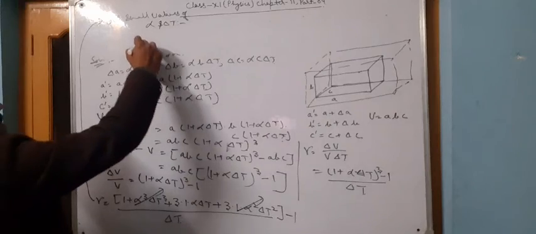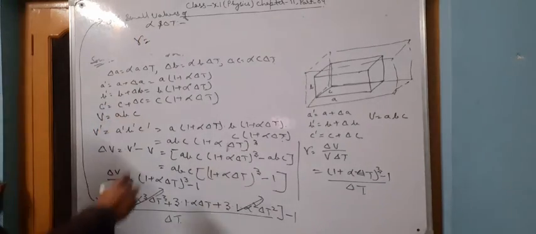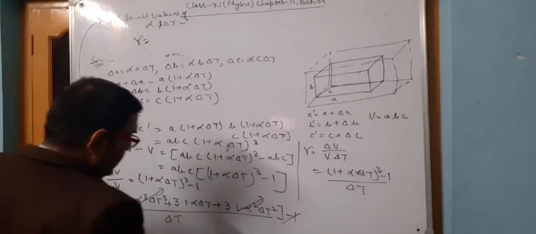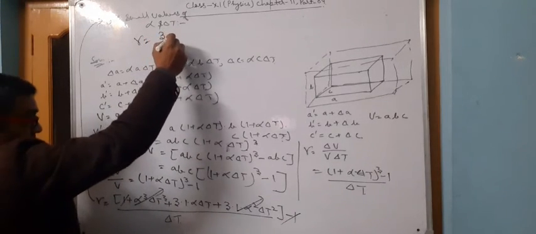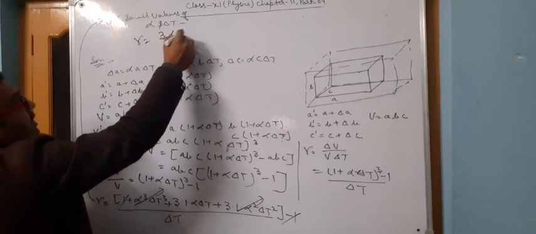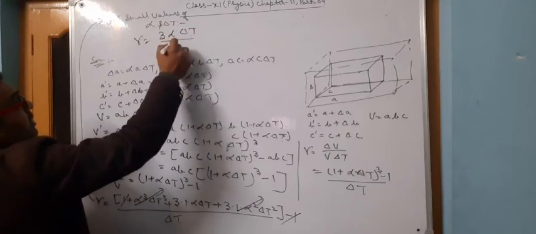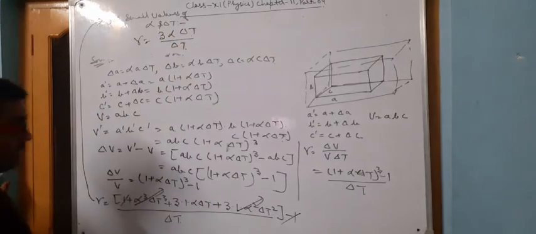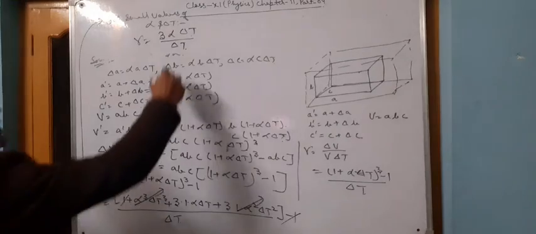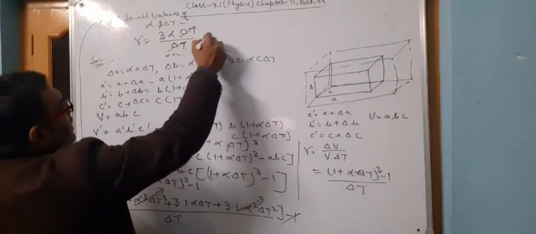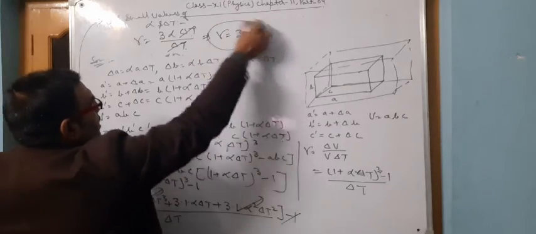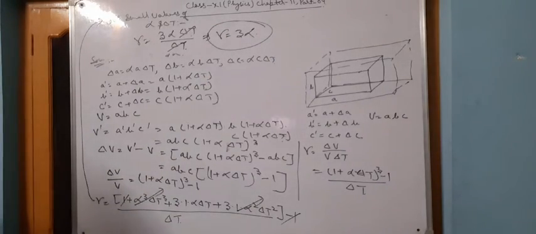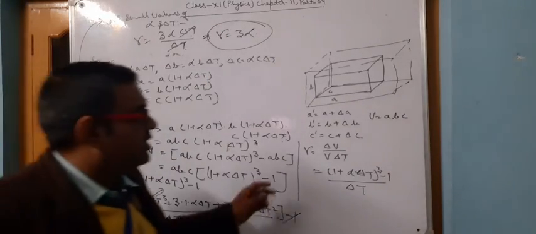So gamma will become what? Gamma will become, and 1 to 1 cancel out, and it will become 3 alpha delta T upon delta T. Okay, and so delta T to delta T cancel out, and we can rewrite it as gamma is equal to 3 alpha. So this is the relation.